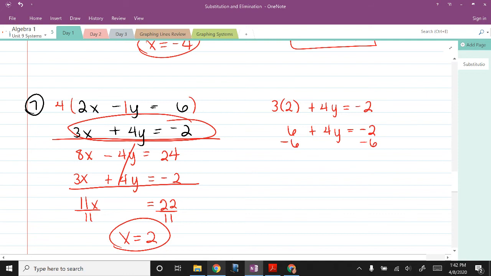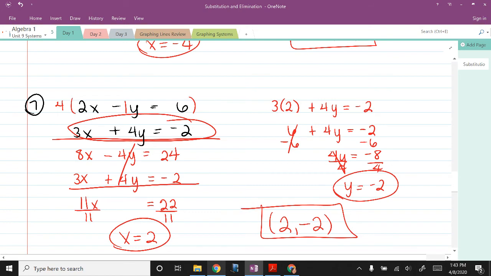Subtract 6 on both sides. 4y equals -8. Divide by 4. And y equals -2. I have an x and a y. Put them together as an ordered pair, x then y. So 2, -2 is my ordered pair.